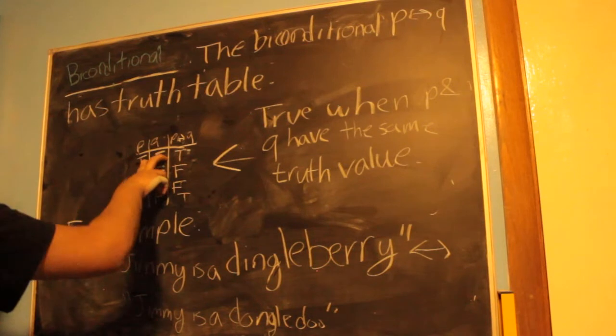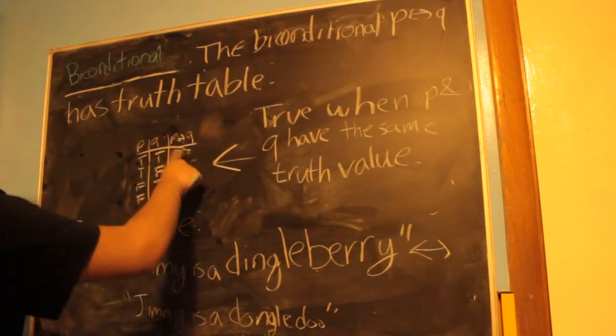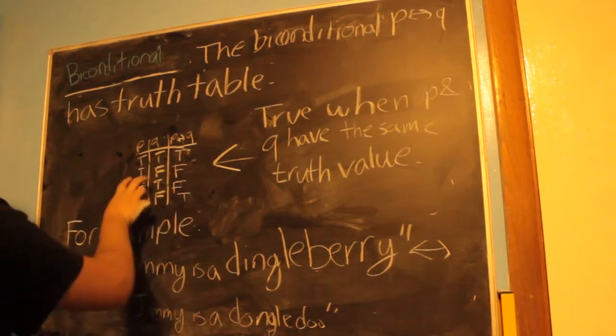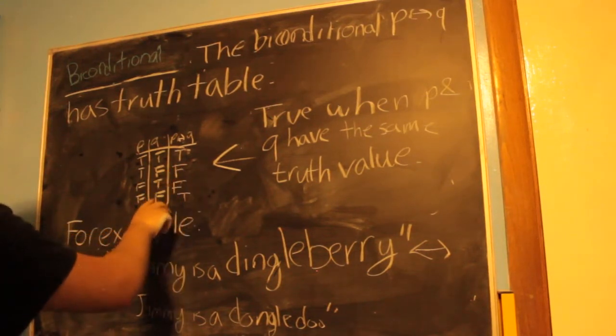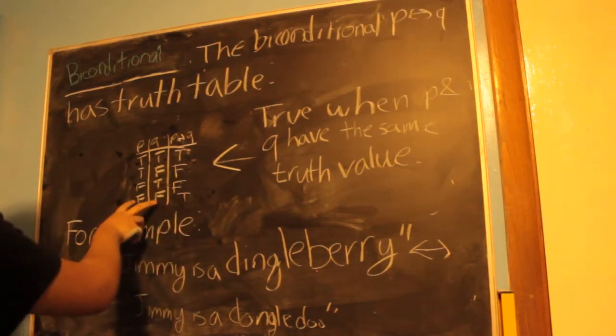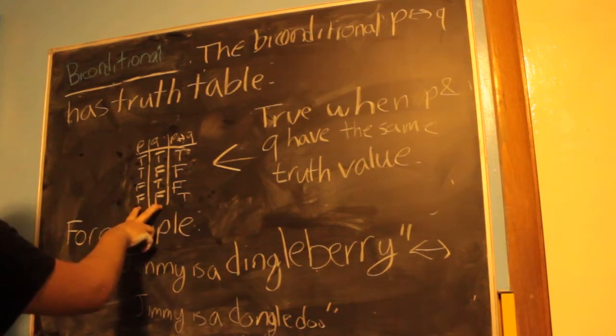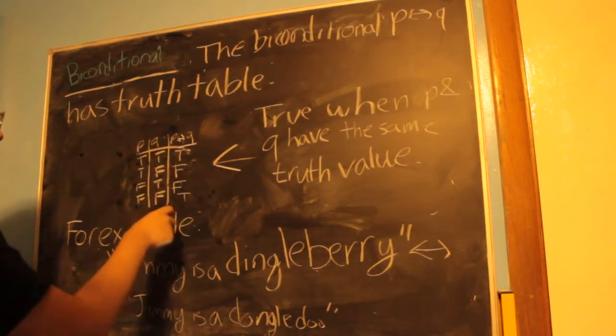So if P and Q are true, P if and only if Q is true. If they have a different truth value, then P if and only if Q is false. But if they have the same truth value, even if it's false, false if and only if false is true.